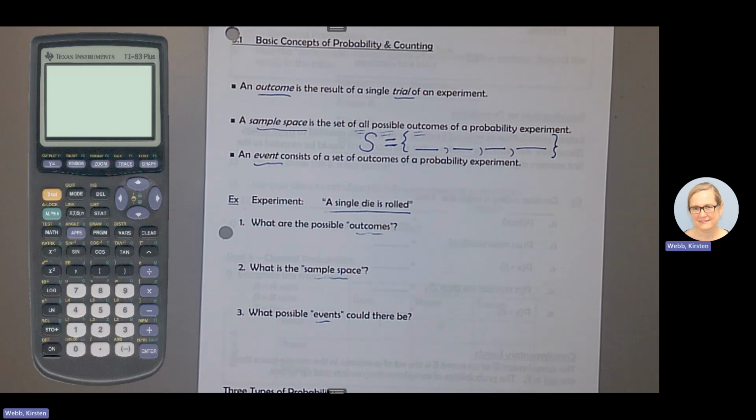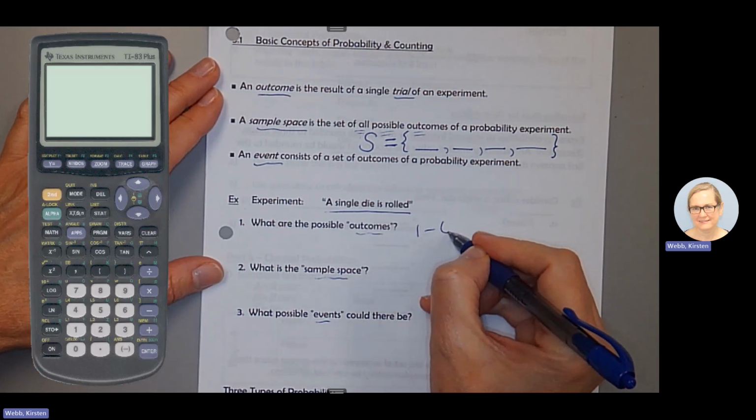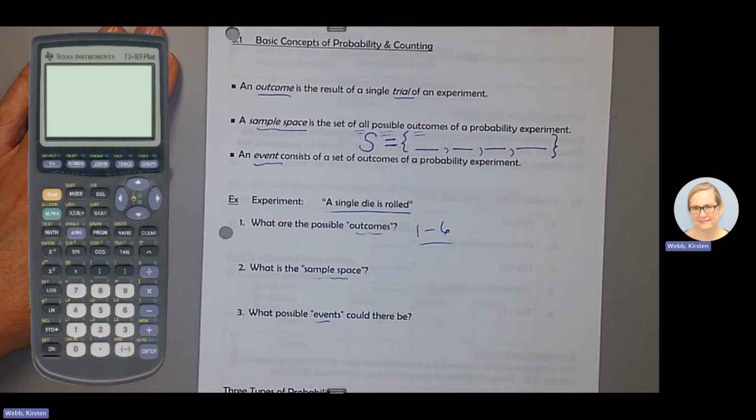So not 2 dice, but just one of the 2. What could you get when you roll it? Yeah, what are you thinking, Cole? 1, 2, 3, 4, 5, 6. Excellent. So possible outcomes 1 through 6.